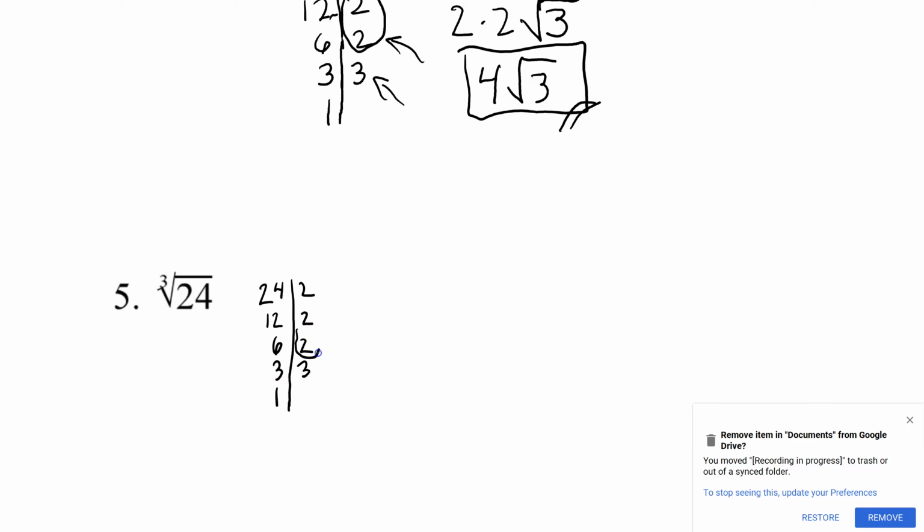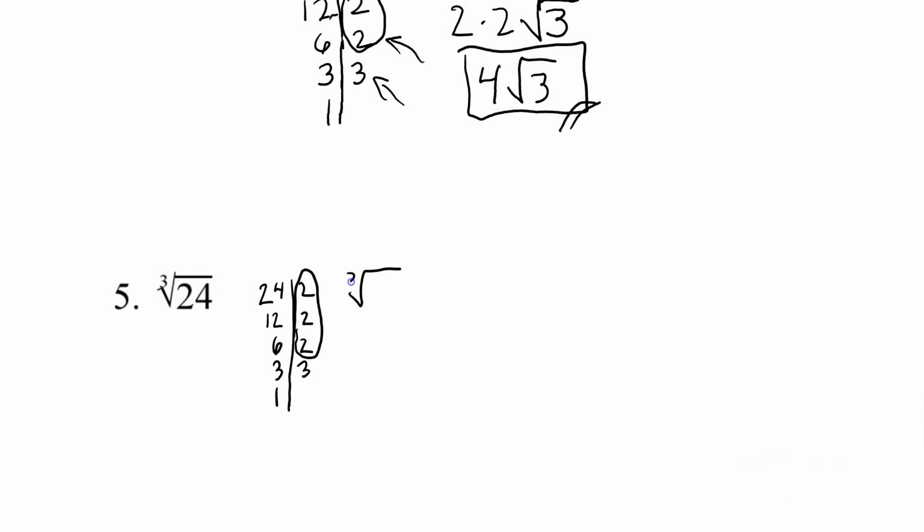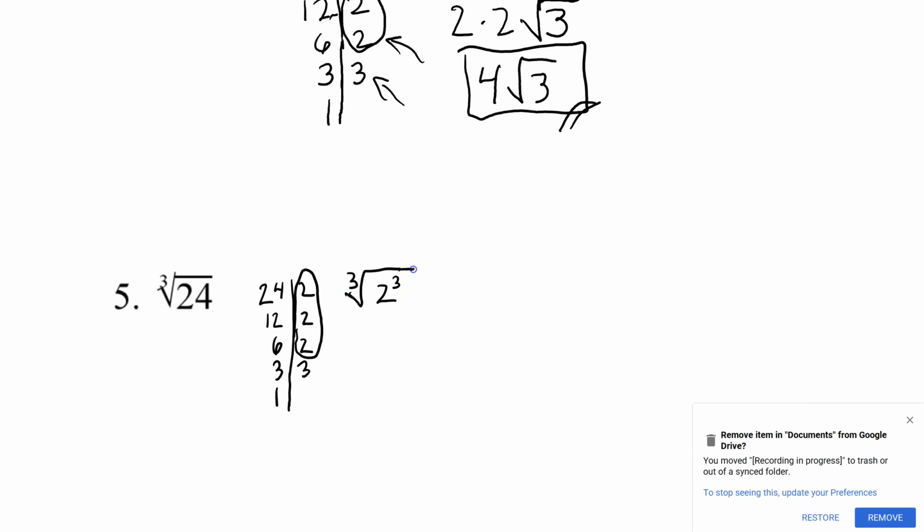So now we have 3 2's here. So I can write this as the cube root of 2 cubed times 3. And the cube root undoes the 3, and so we're left with 2. The cube root of 2 cubed is 2. And then we get 2 square root of 3. I'm sorry, cube root of 3. And that would be what this is simplified.